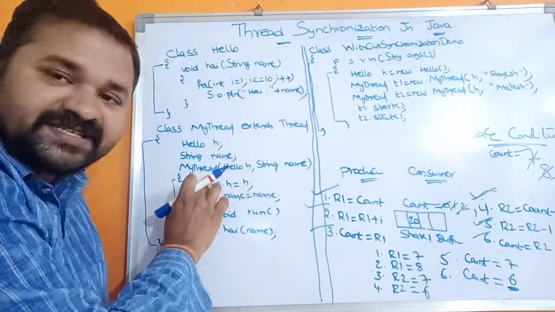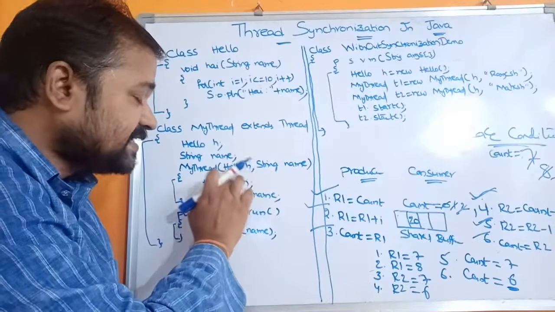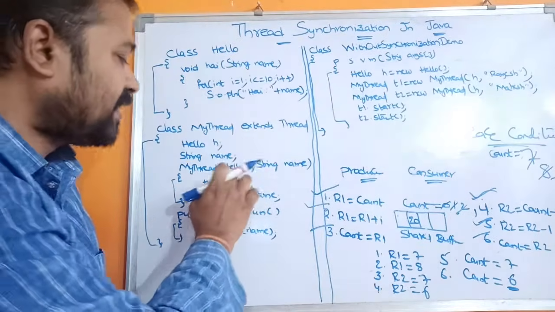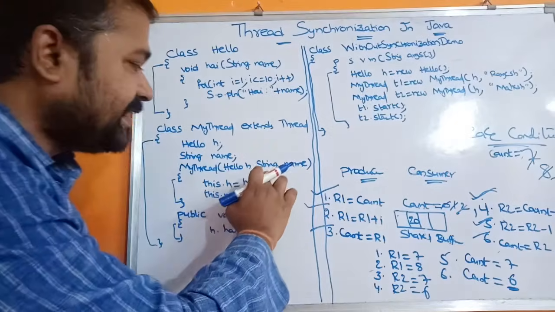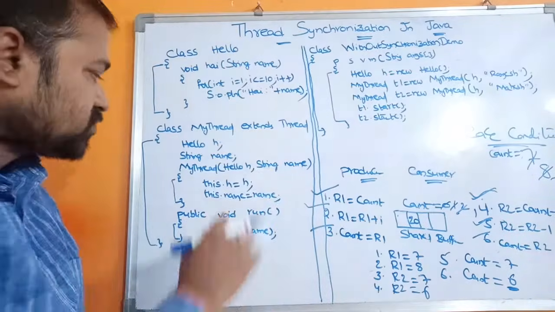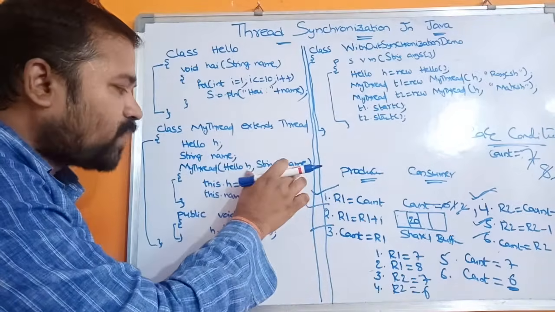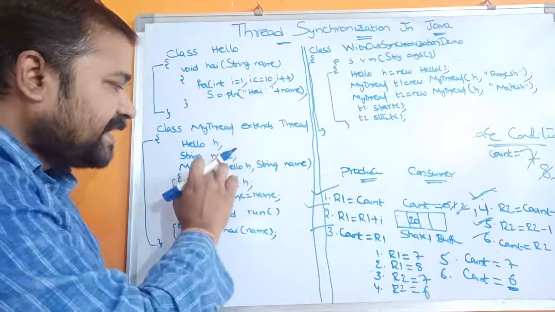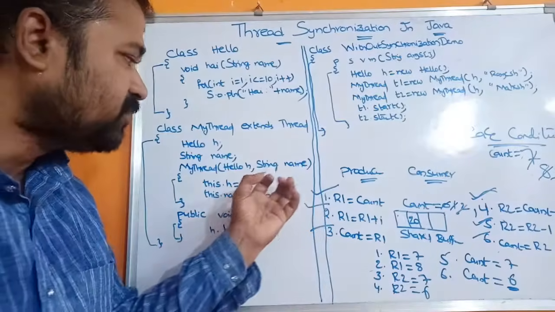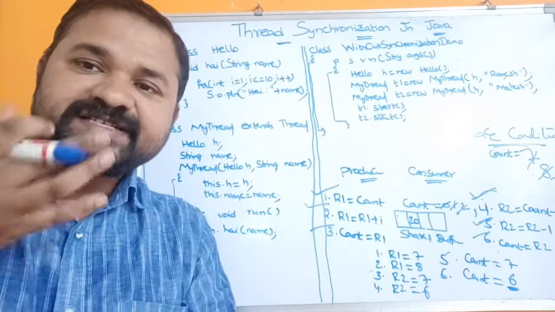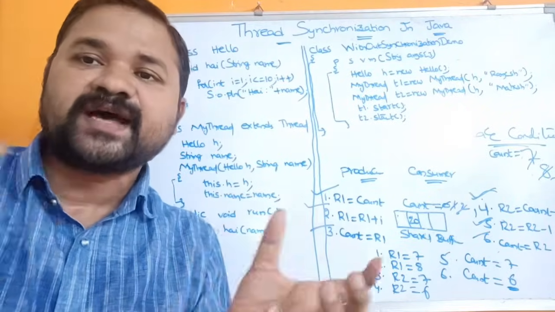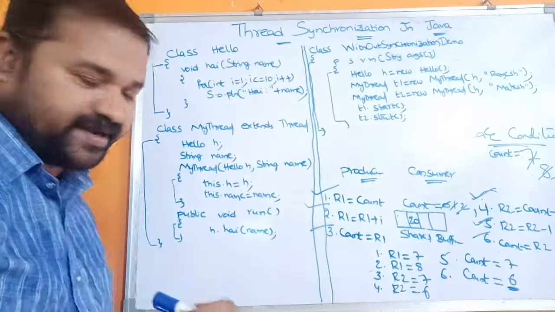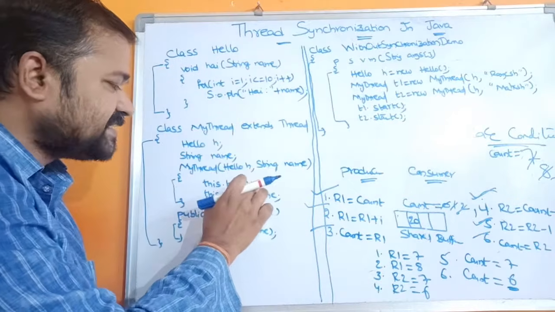Next, this is nothing but a constructor. So MyThread's constructor accepts two parameters. The first parameter is that Hello reference. The second parameter is a String name. Here h and name are nothing but local variables, whereas this.h and this.name are instance variables. Here the instance variables and local variables are both the same. If instance variables and local variables have the same name, then in order to access the instance variable, we use the this operator.